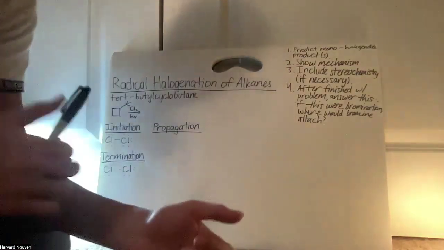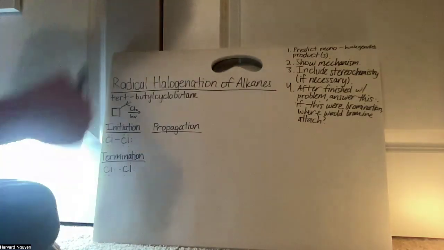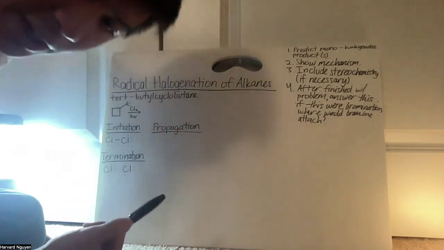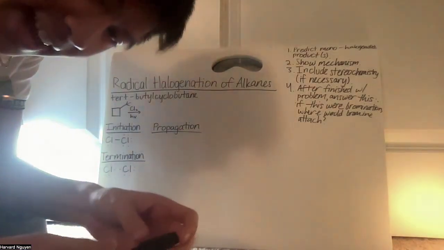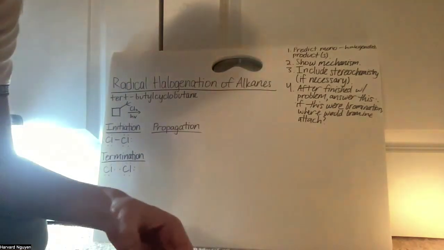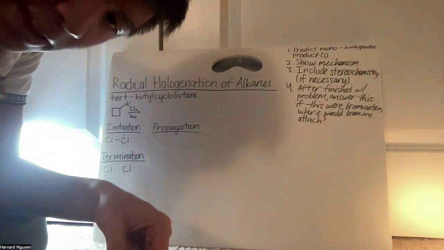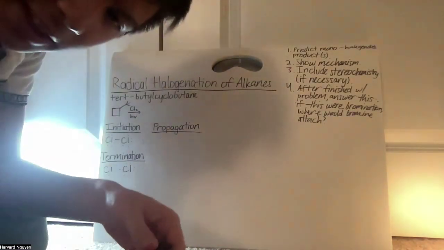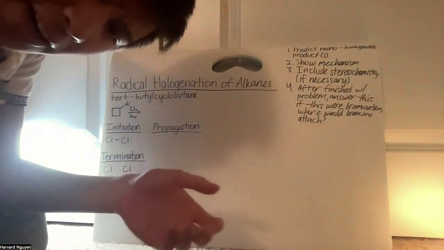So let's jump right into it with this reaction. In this reaction, we have a tert-butyl cyclobutane, and it's undergoing chlorination. And what we know about chlorination is that it's not very selective. We're going to have multiple products. What I'd like to do first with this problem is list out all the hydrogens on the different carbons and see if there are any common hydrogens.